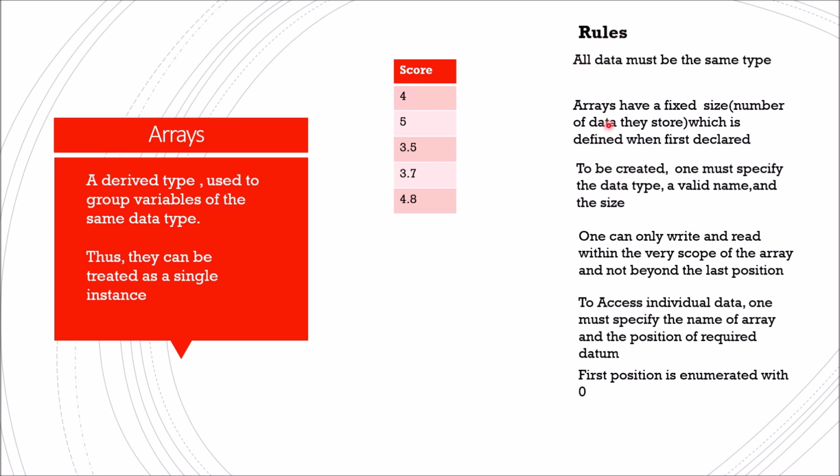Also, arrays have a fixed size. That means that whenever you declare or create an array, you must specify the data type that you are going to store inside, then give it a name, and finally specify the size. This size will be fixed. It cannot be changed over the course of the program.